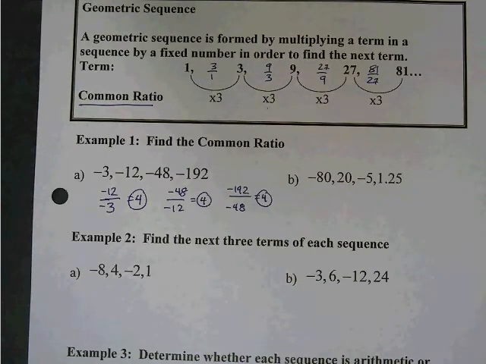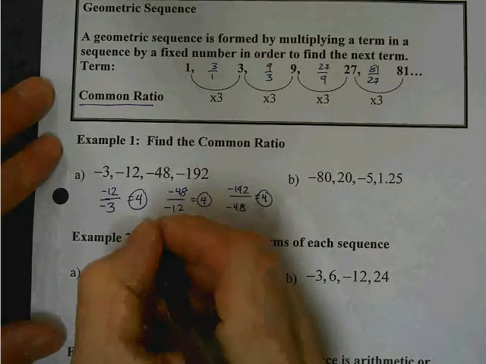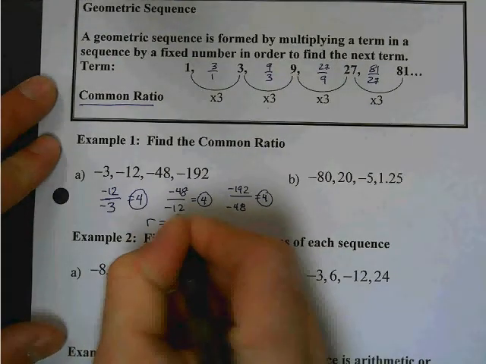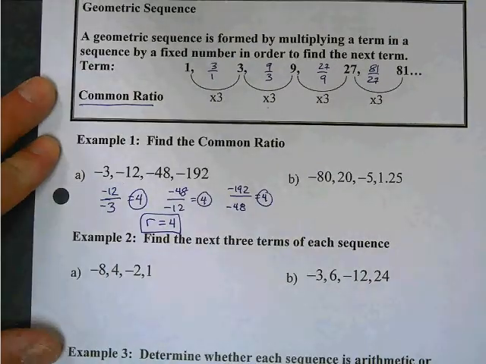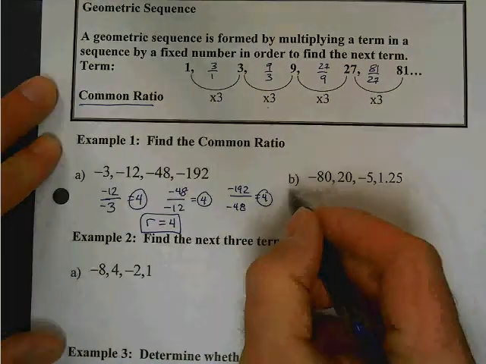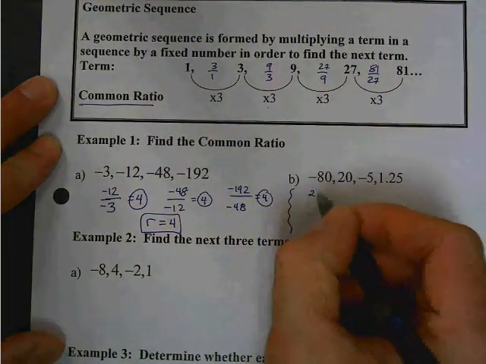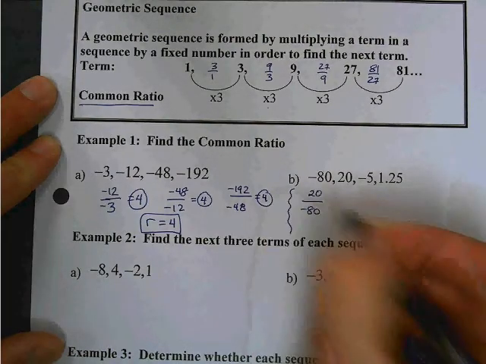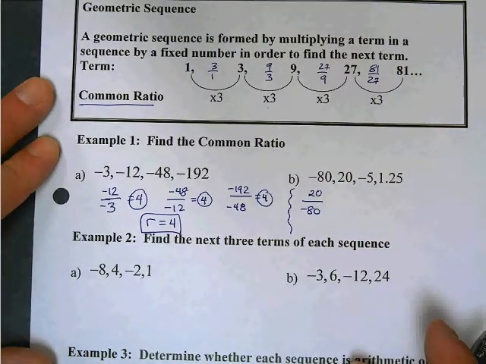All right? The variable for arithmetic sequences was little d. The variable for common ratio is little r. Small letter r. So r equals 4. Okay? Let's look at the next one. The second divided by the first. What's the common ratio?